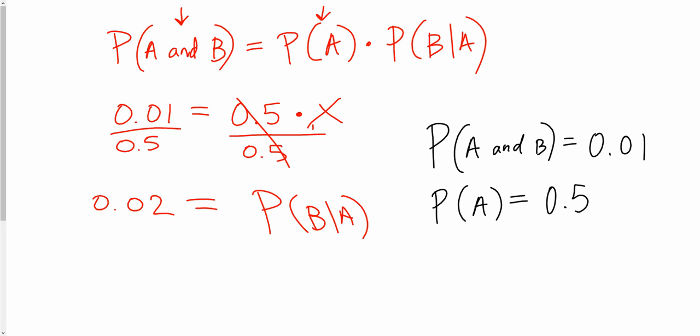So in the other class, I had switched these numbers. I put probability of A and B as 0.5. Probability of just A was 0.01. So basically, I switched the numbers. And then when we did the math, it gave us 50. Why can't we have an answer of 50? Yeah, it's impossible. It's between 0 and 1. So if you get an answer bigger than 1, you know that something's wrong. You did something wrong.